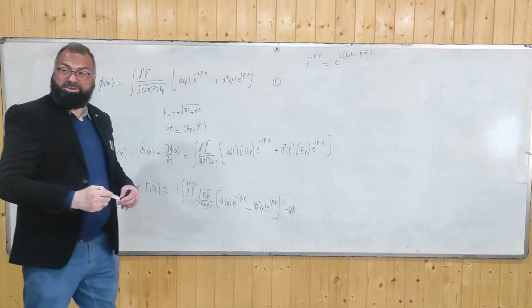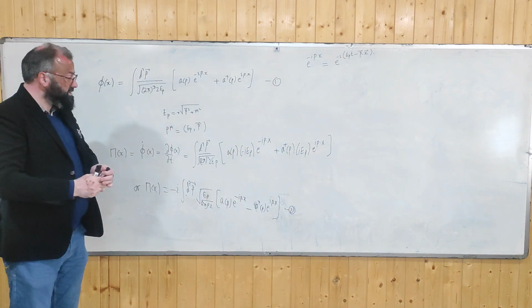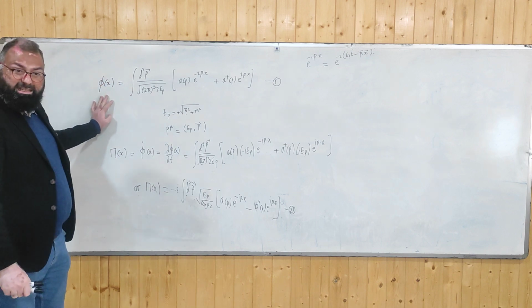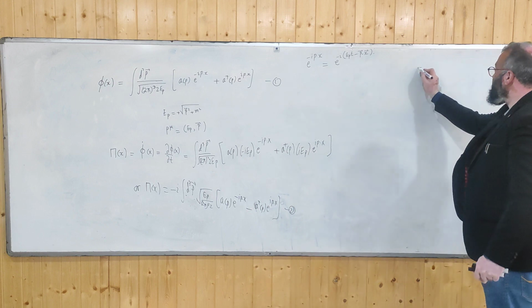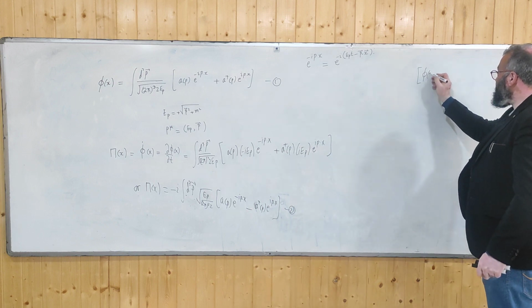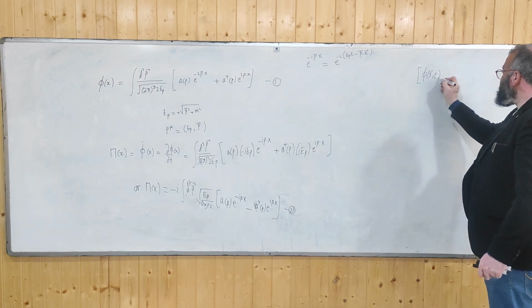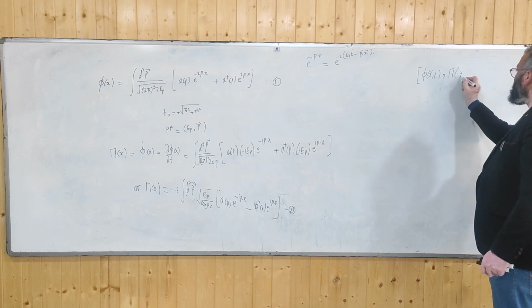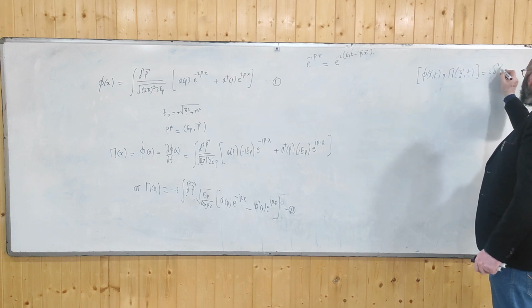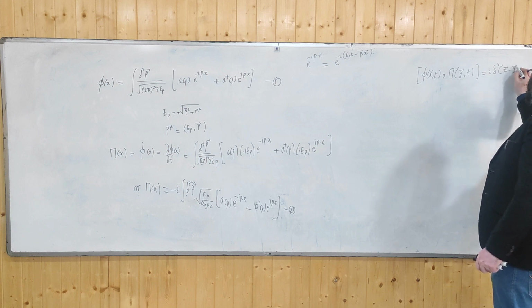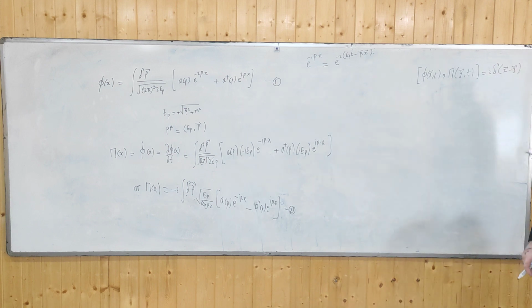Clear? So now I want to solve these two equations. So I know phi, is it? So what is the commutation relation between phi and pi? I have the equal time commutation relation, and this is i delta^3(x minus y). So this is the equal time commutation relation.